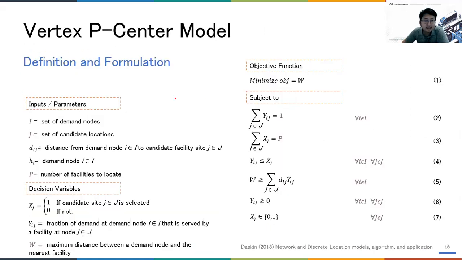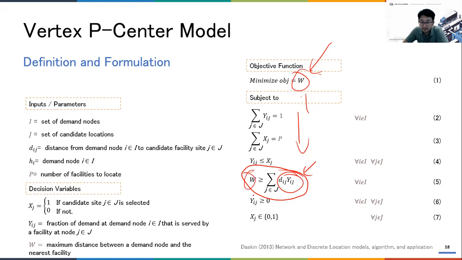To represent that value, the minimum of the farthest distance, you use W. Basically the formulation will be similar to what we have in the p-median. Instead, we have this particular constraint: W greater than or equal to sigma d_ij y_ij. This will be the distance part, and this will be the value of those distances.